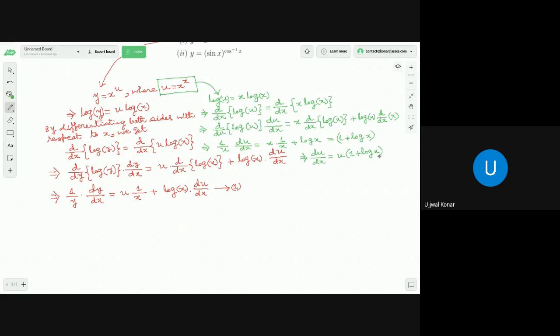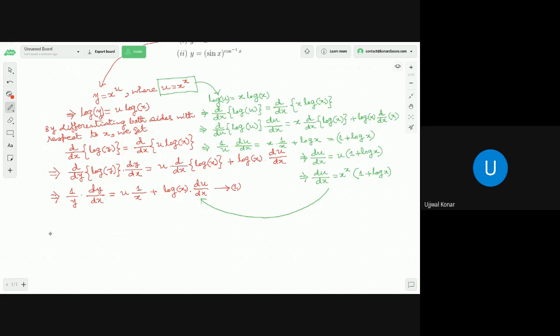But you know what is u? It is actually our assumption, modular approach. So that finally we need to replace the value of u, which is x power x. Because finally we need to give answer in terms of x only. u is our assumption, just to simplify the problem. 1 plus log x. Now that value of du/dx we can directly apply here, right, dear students? Okay. So then what we'll get?